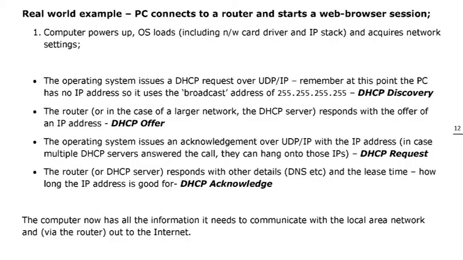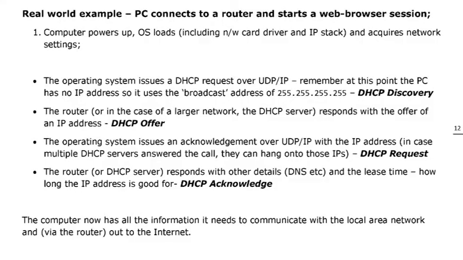And because your computer doesn't yet have an IP address, it uses what they call the broadcast address, 255.255.255.255. Now that address only works on local area networks, can't be routed across the internet, but that doesn't matter because you're just trying to get an IP address at this point. So the router, or in the case of a larger network, the DHCP server, responds with a DHCP offer. And it offers an IP address. There you go, try this one for size.